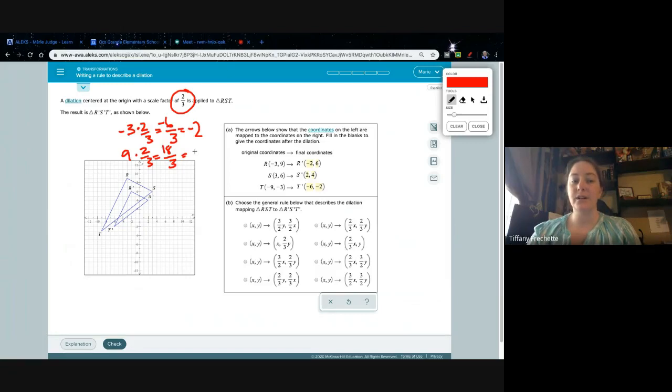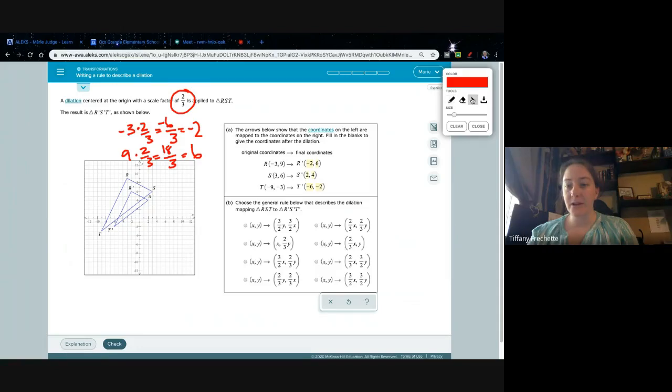So 18 divided by 3 is 6. So we still have the exact same rule, -2, 6. Remember, whatever the scale factor is, we're going to multiply both x and y, so the first and second parts of the coordinate.